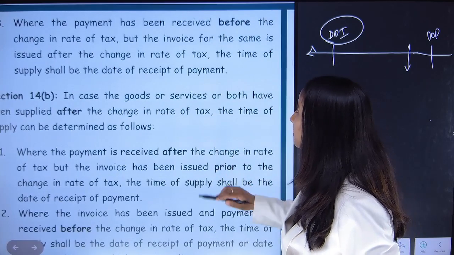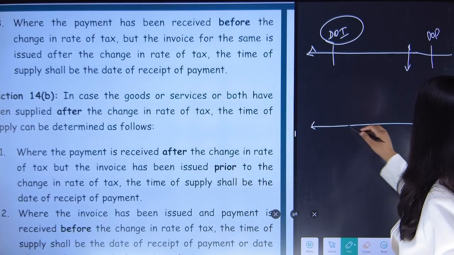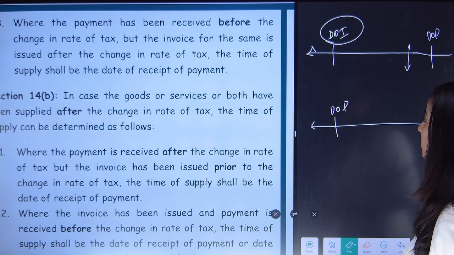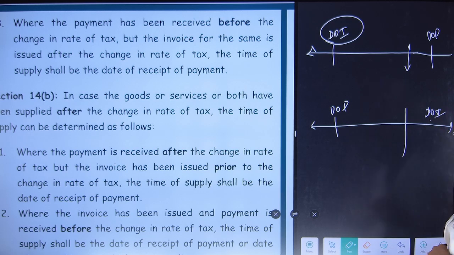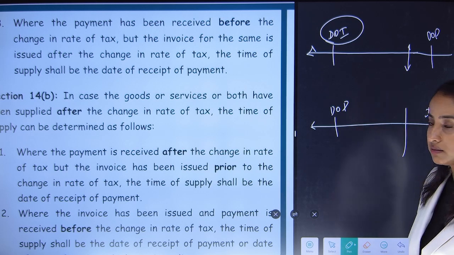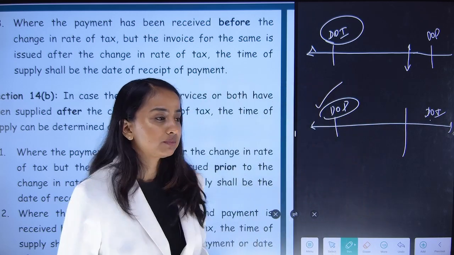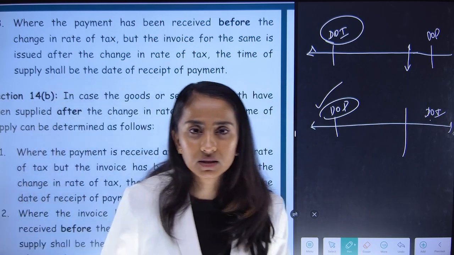Next, where the payment has been received, in this case, this is the date of payment before the change in rate of tax, but the invoice for the same has been issued after the change in rate of tax. Which is earlier of these two, guys? Payment, right? Yes. Then your time of supply will be the date of payment. Clear? Yes.